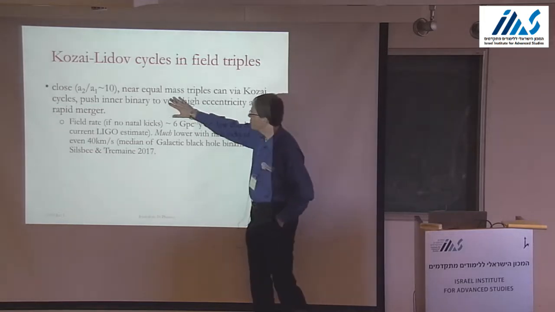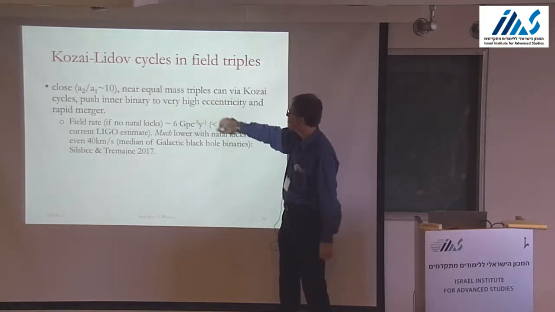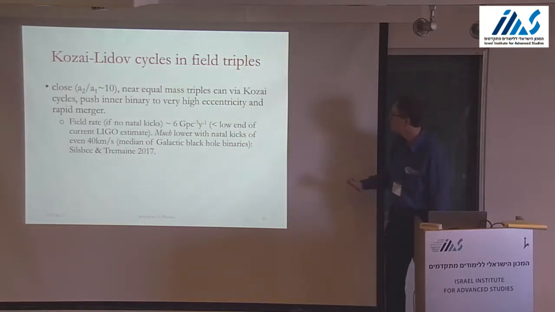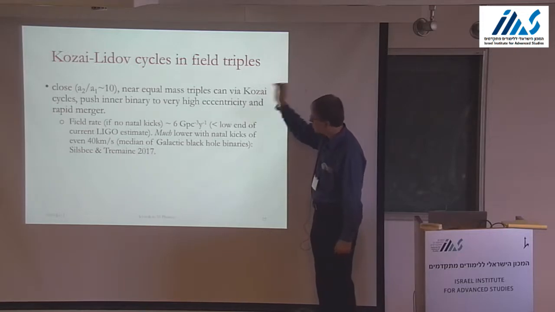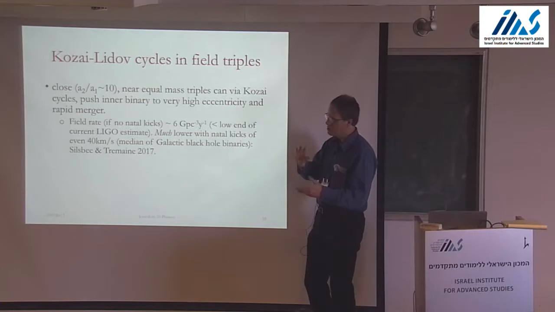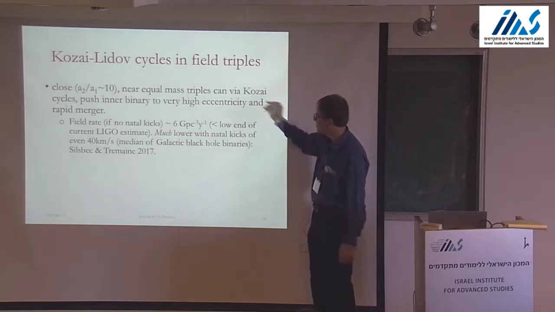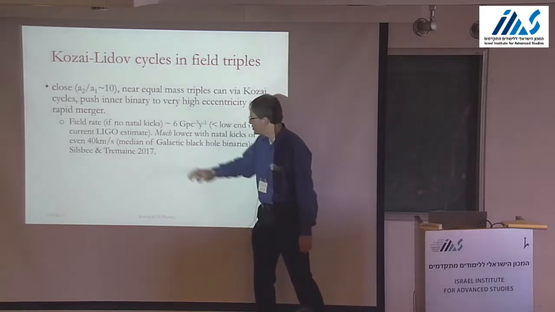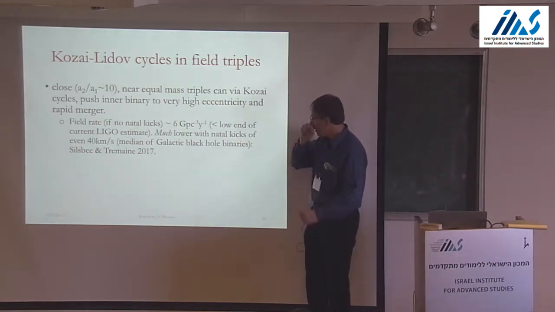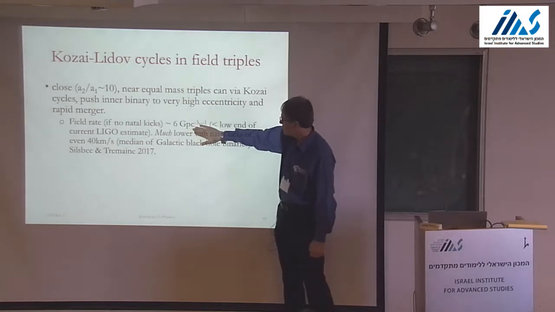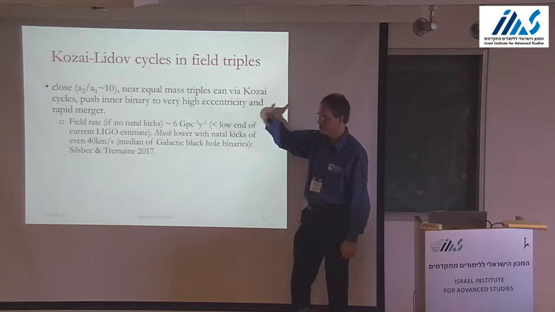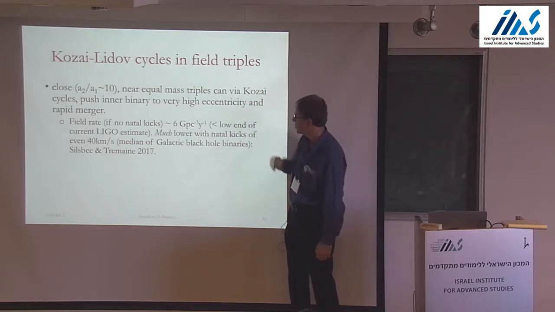If you start off with fairly close, so they're fairly tightly bound near equal mass triples, then, with significant inclinations, you can push the inner binary to very high eccentricity and get a rapid merger. You don't want to do it too early because then you merge the stars while they're still on the main sequence. But there's a nice paper by Silsby and Tremaine that tried to go through everything fairly carefully. And they argued that they could get maybe 6 per cubic gigaparsec per year using the triple and quadruple fraction, which I showed you in the first lecture for the field binaries.